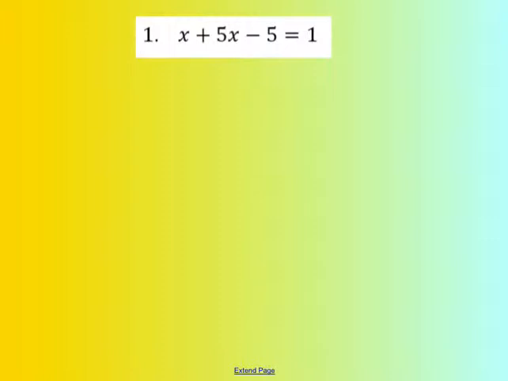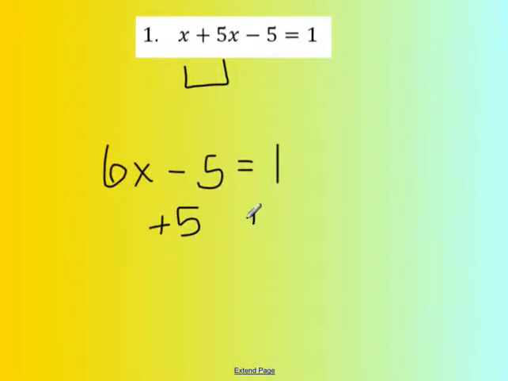Let's take a look at number 1. The first thing I want to do is simplify each side of the equal sign. I can start simplifying by combining these two terms. So I have x plus 5x. I add those together and I get 6x, minus 5 is equal to 1. Now what I'm going to do is add 5 to both sides. So then I get that 6x is equal to 6.